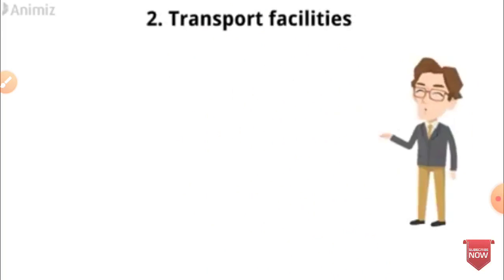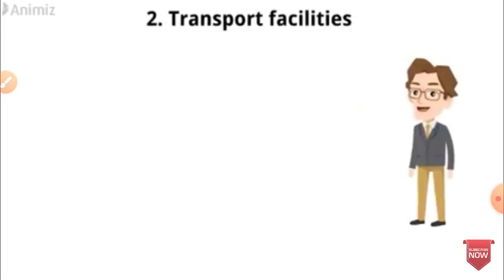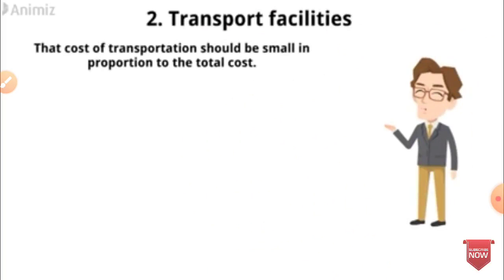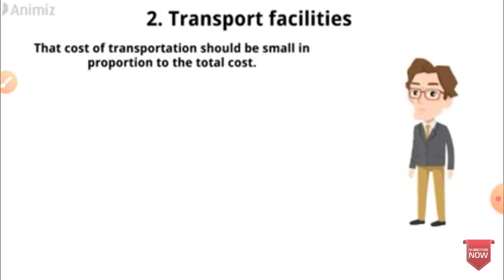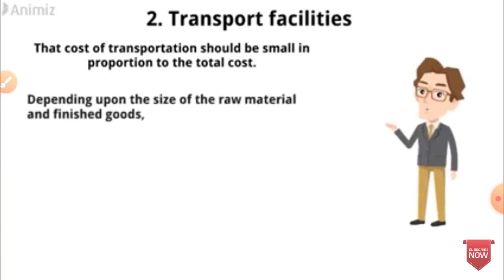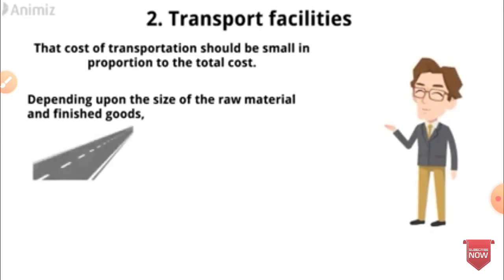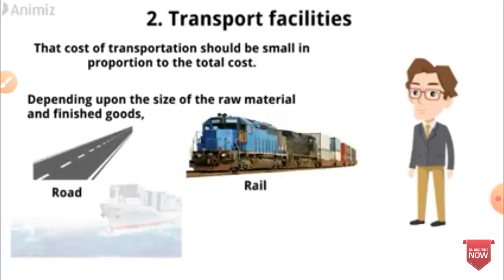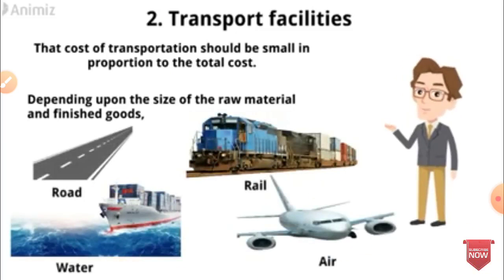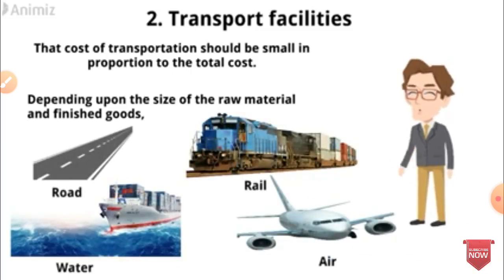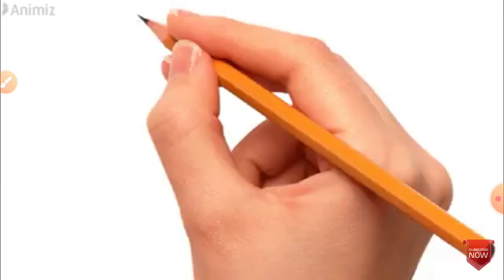Okay, the second point is transport facility. In transport facility, the cost of transportation should be small in proportion to the total cost, depending upon the size of raw material and finished goods. So in transport facility, road, railway, water, air, all types of facility are important.